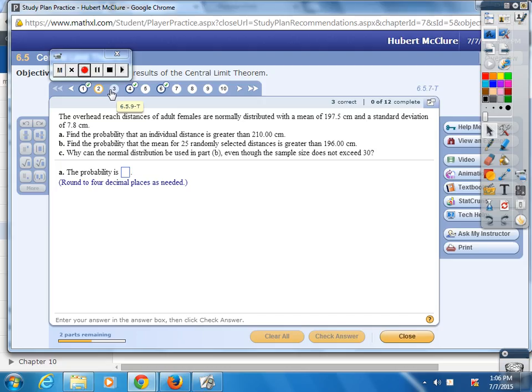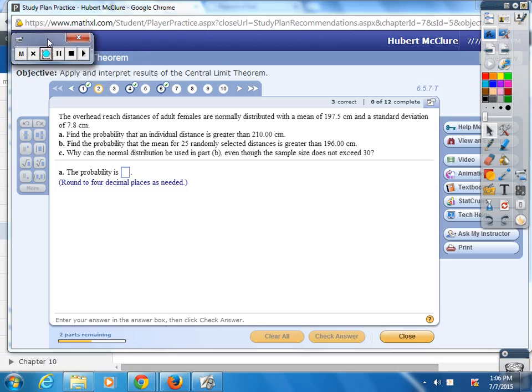She's a good one. All right, y'all do this one. If you can't, just consider yourself a loser, and maybe quit school, drop out, you know. The overhead reach distances of adult females are blah, blah, blah, 197 and standard deviation of 7.8. Well, if you're from America, you have no earthly idea what that means because you don't know the metric system. So anyway, we'll just do it like we're supposed to.